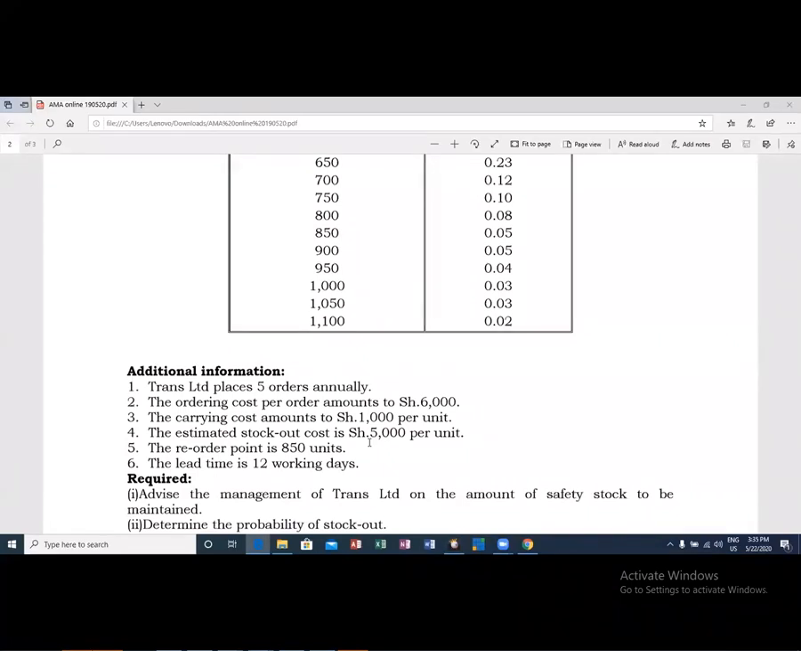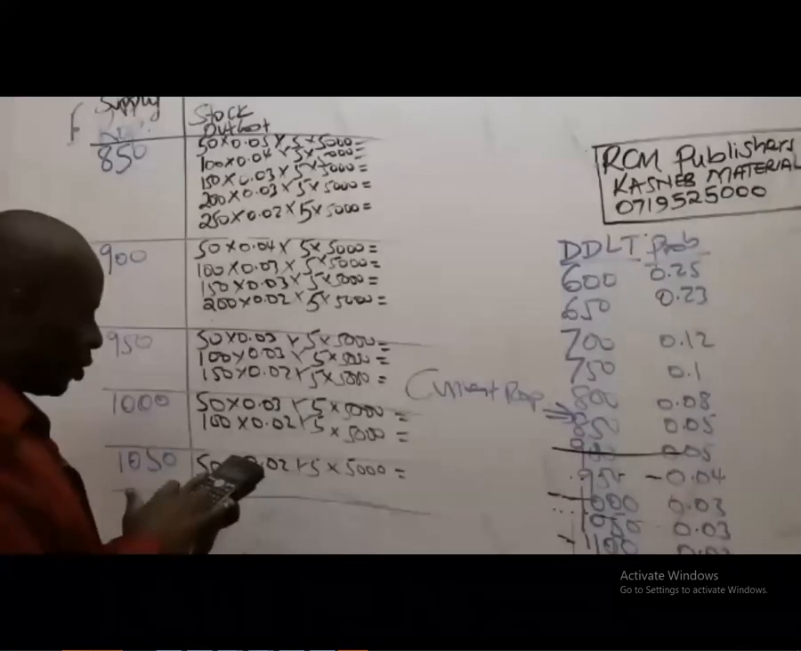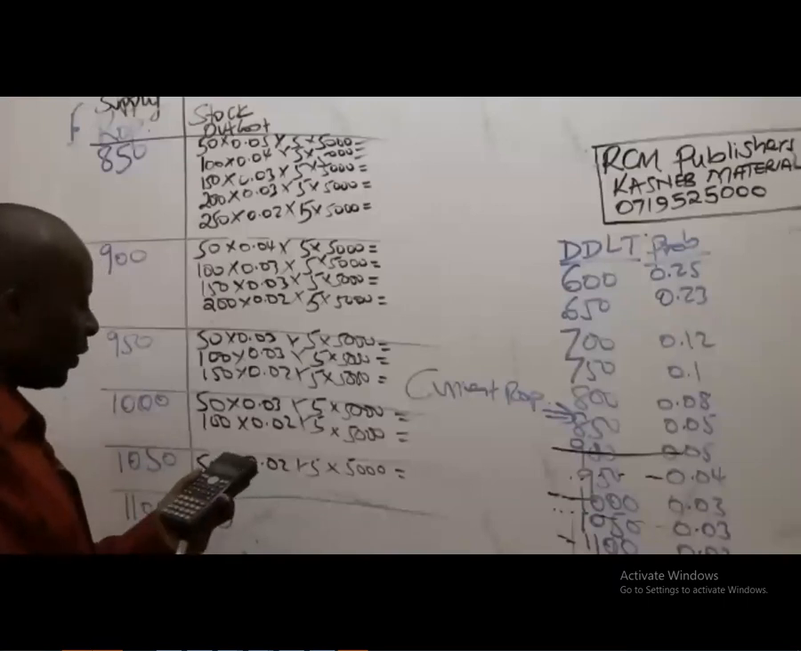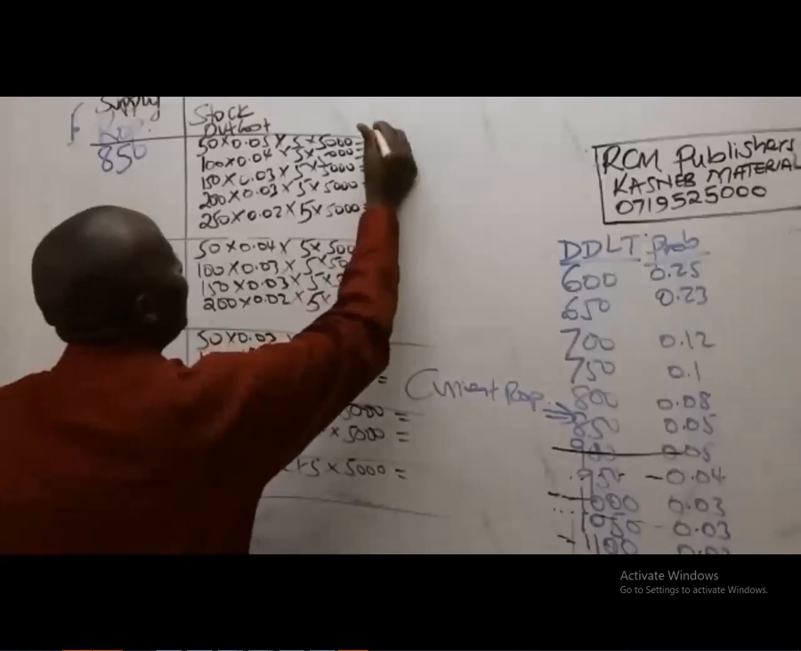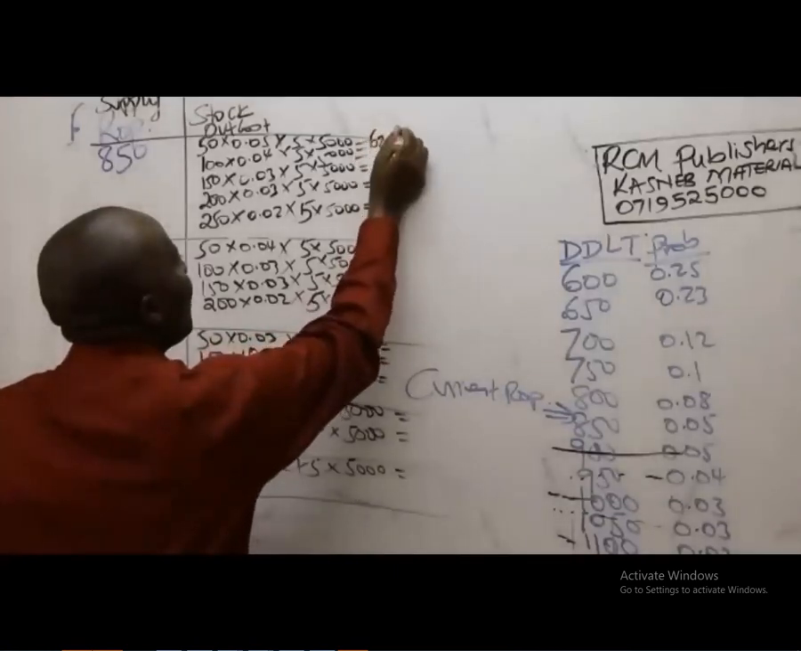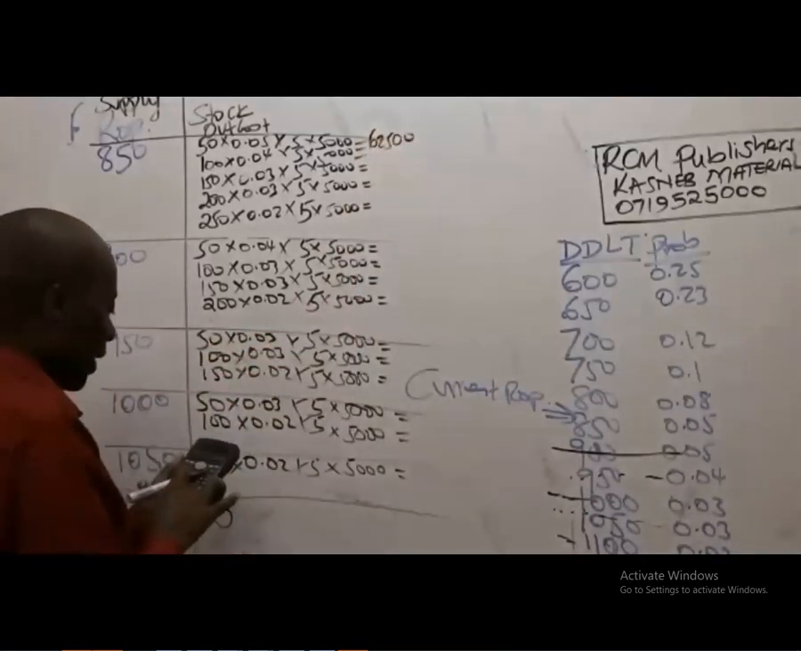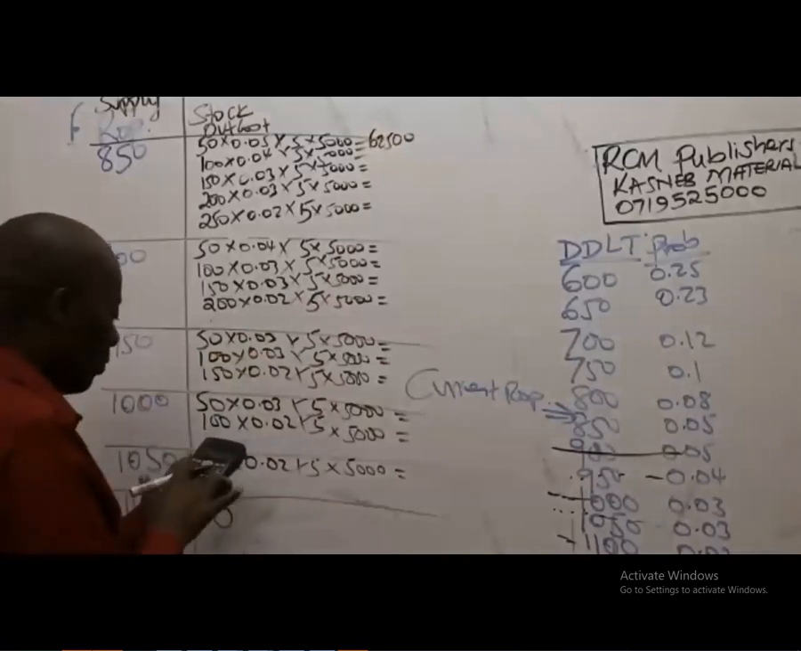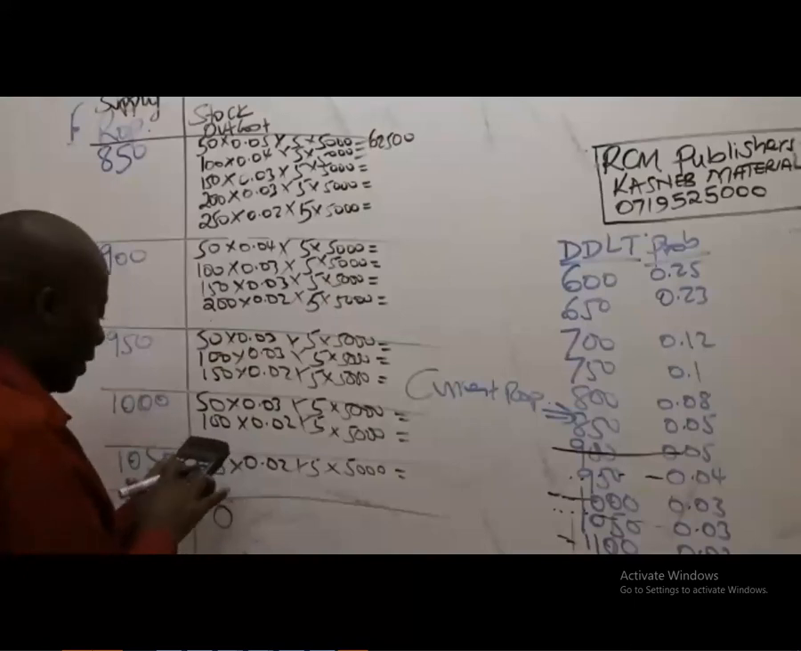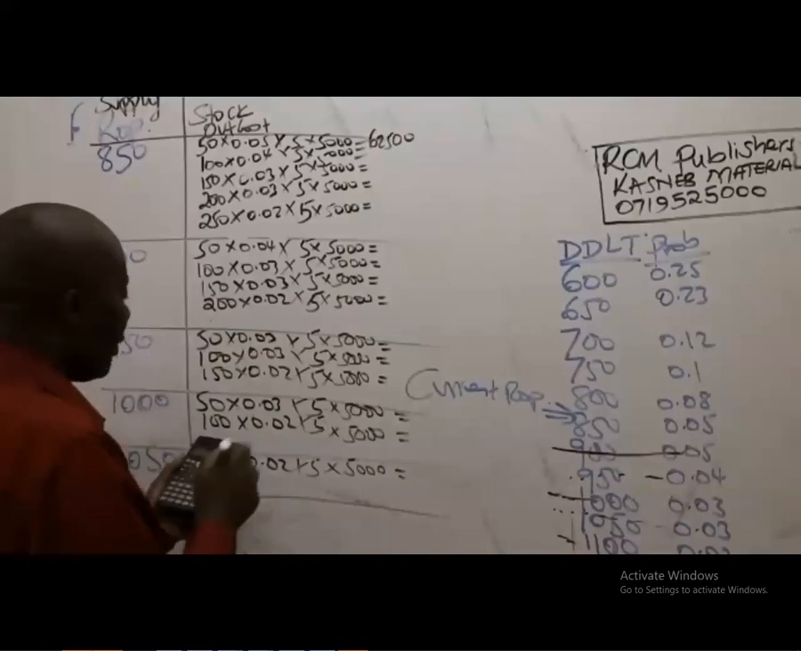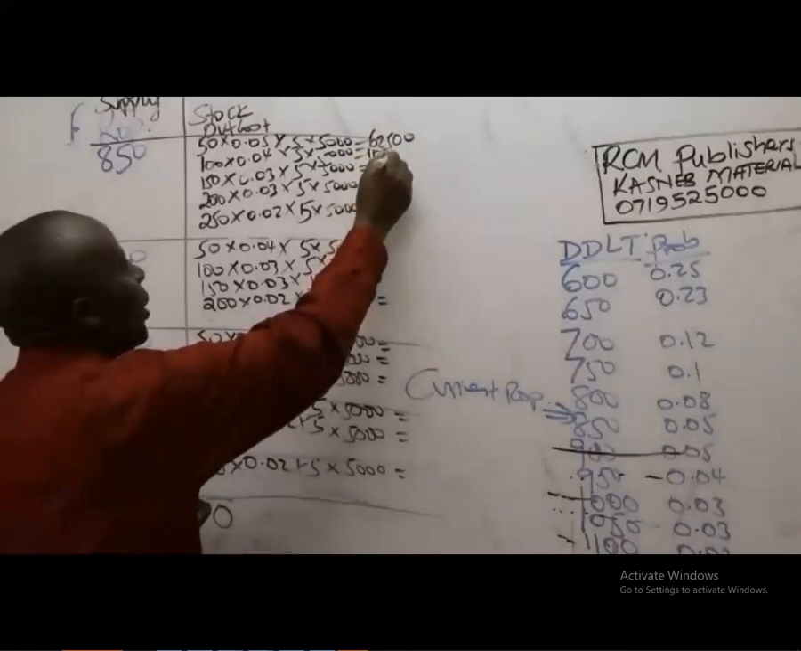Give us figures, and that is it. So, ladies and gentlemen, we have our figures here. So, 50 times 0.05 times 5 times 5,000. This will give us 62,500. And then we have 100 times 0.04 times 5 times 5,000, which will end up giving me 100,000.